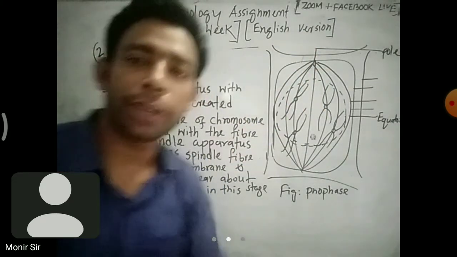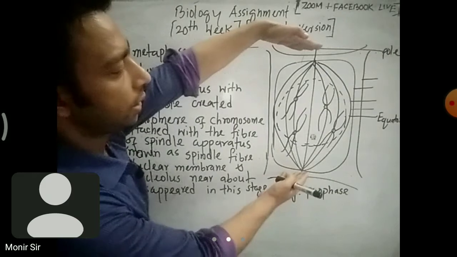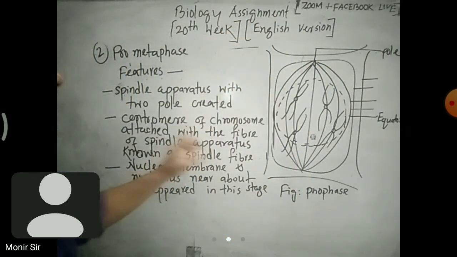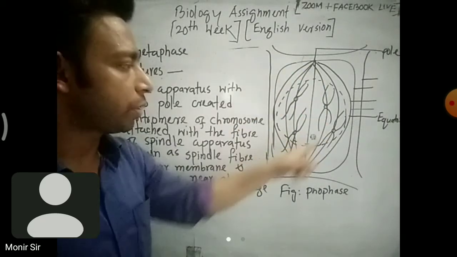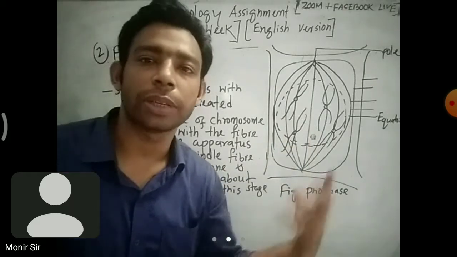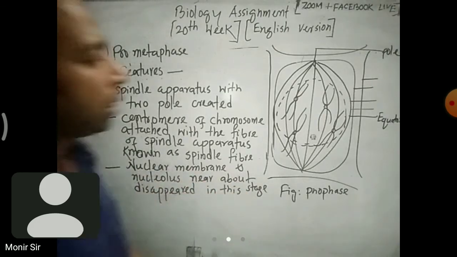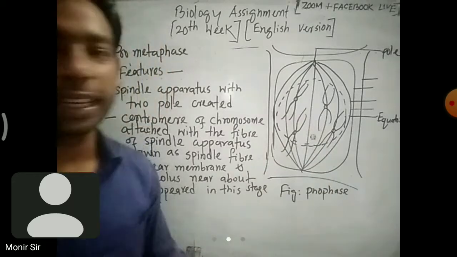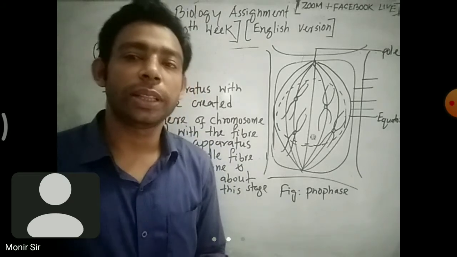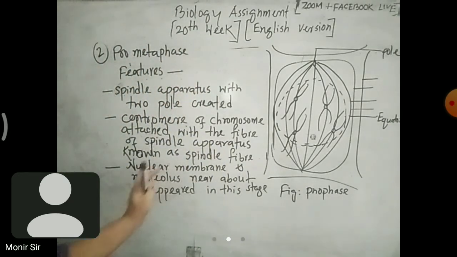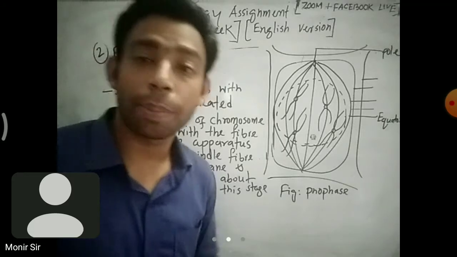Whatever you have seen in the figure, that is to be the features. So spindle apparatus with two poles created in this stage. You have seen the centromere of the chromosome attached with the fiber of a spindle apparatus is known as a spindle fiber, or traction fiber or chromosomal fiber. And the nuclear membrane, look at here, it was very clear in the previous stage, but in this stage it is not properly found, so nuclear membrane and nucleolus are near about disappeared.